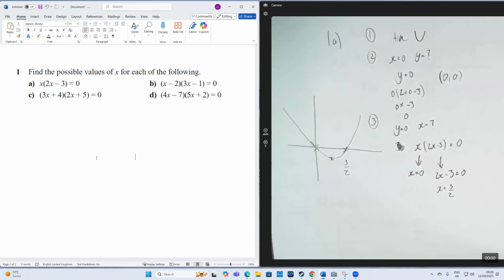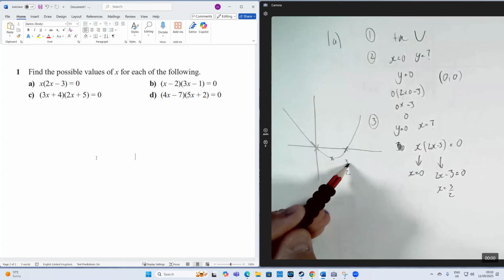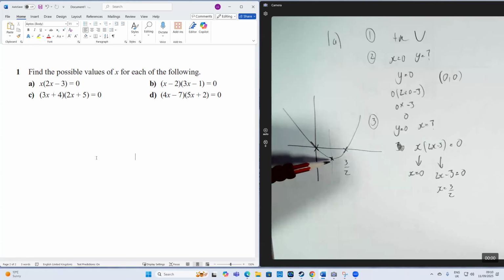Okay. Now, if they asked you for the coordinate of the vertex, there are two ways you could do that. You could either do it via symmetry and think to yourself, okay, there's 3 over 2, so I'm going to work out the point that is halfway in between there, and then work out the y value for whatever x value that is. Or you could complete the square, okay? Because you remember on our previous videos about completing the square, when you complete the square, that gives you the coordinate of that turning point, okay?